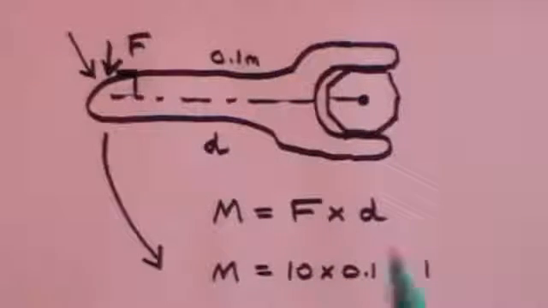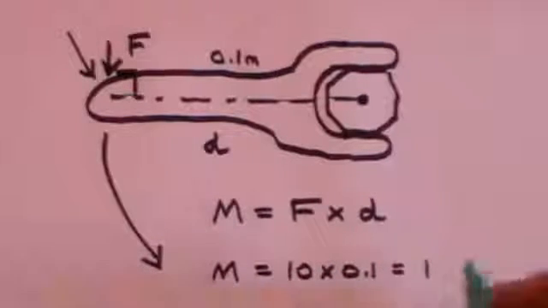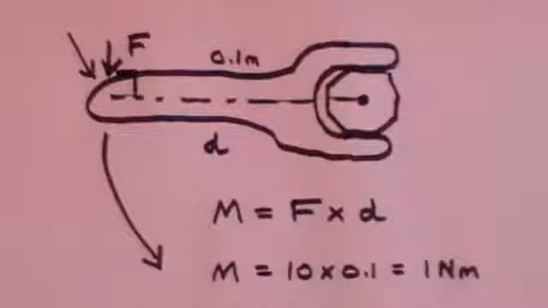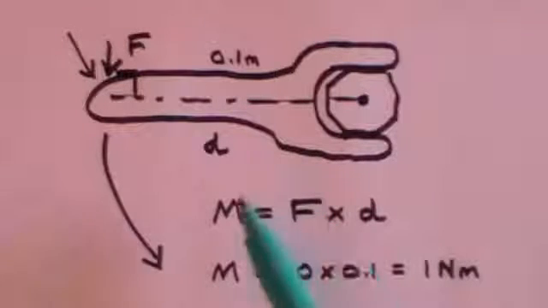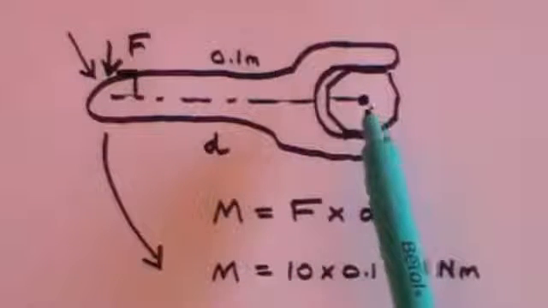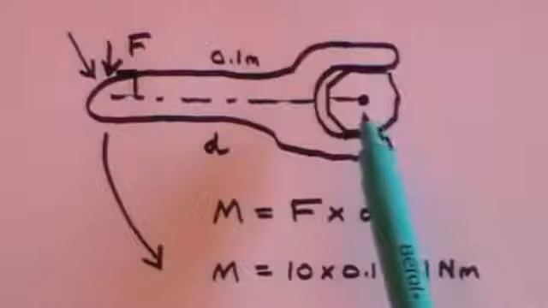And the units are the units of force times distance. The unit of force is a newton, the unit of distance is a meter, so the units of moments of a force are Newton meters. And it is the size of the moment of the force that will determine whether you can undo that nut, which is being particularly obstinate.